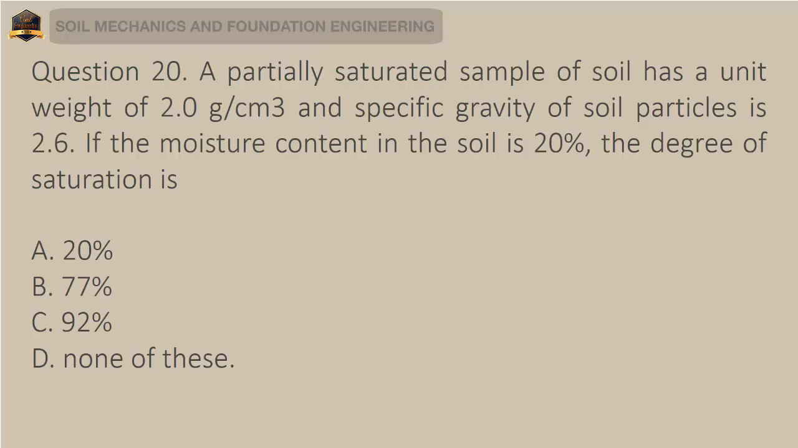Question 20. A partially saturated sample of soil has a unit weight of 2.0 grams/cm³ and specific gravity of soil particles is 2.6. If the moisture content in this soil is 20%, the degree of saturation is A. 20%. B. 77%. C. 92%. D. None of these.